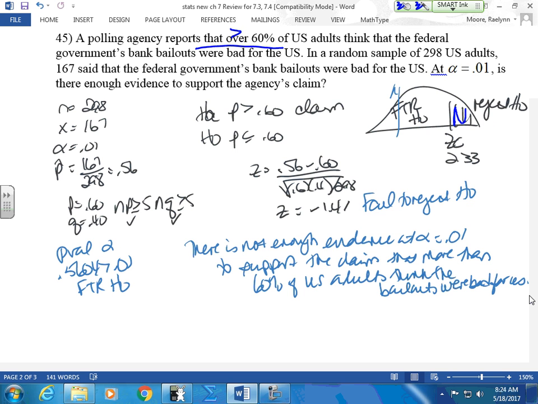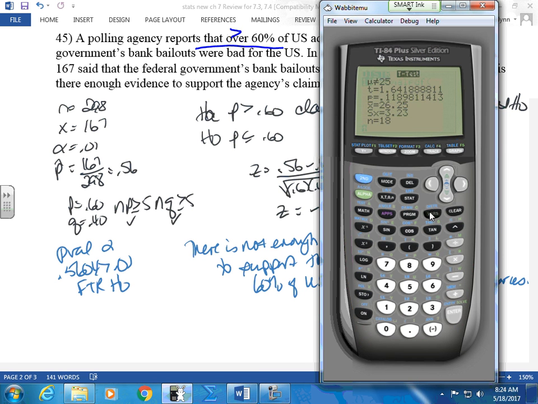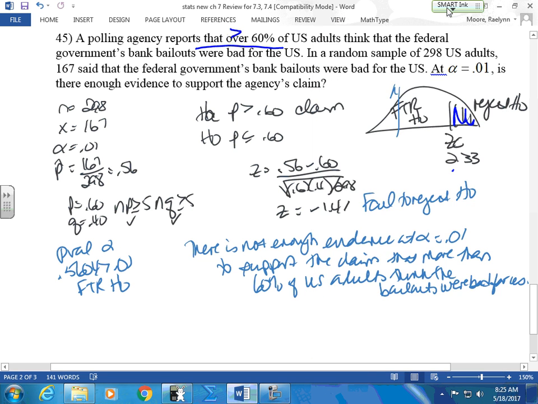Label. Find your cutoff. When I work with my P, I'm using a z-score again, so inverse norm works perfect for this. Again, second vars, inverse norm. Your area is 0.01. Leave those there. Paste. Now I'm one-tailed, so I notice that this is negative 2.33. I look at my graph, and I'm on the positive side, so I make it positive 2.33. That's my critical value.